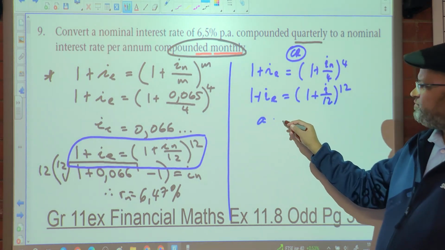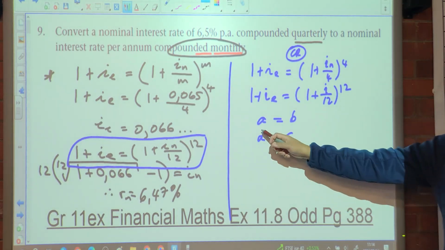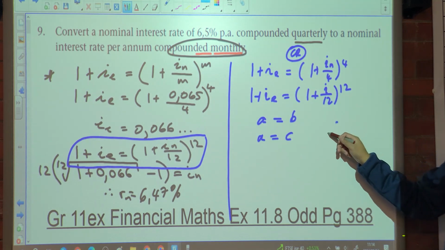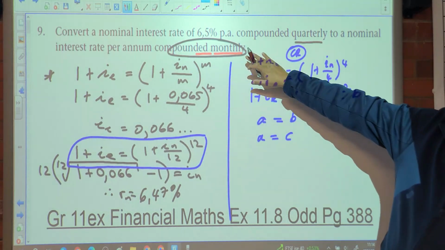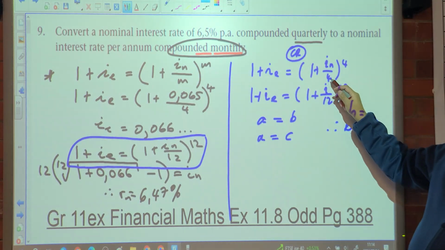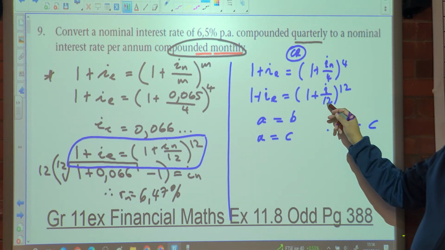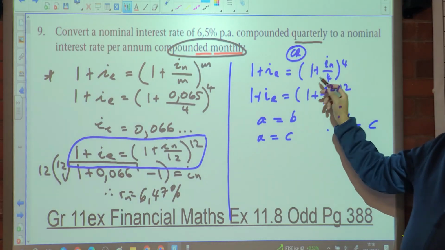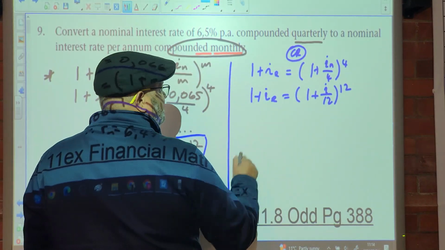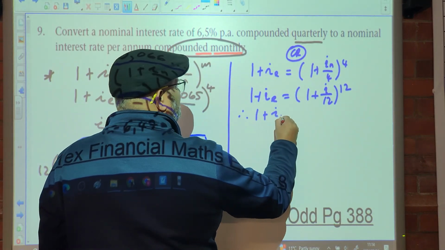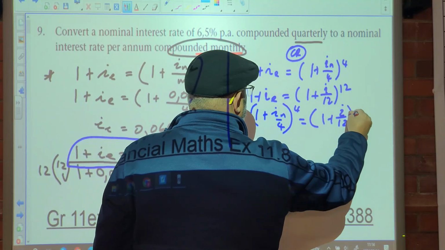If A is equal to B and A is equal to C, what can be concluded? Therefore B is equal to C. On that same account, if 1 plus i effective is equal to 1 plus i over 4 to the 4, and 1 plus i effective is equal to 1 plus i over 12 to the 12, then this has to be the same. Can you see that? So what we do is we say, therefore, 1 plus i nominal over 4 to the 4 is equal to 1 plus i over 12 to the 12.